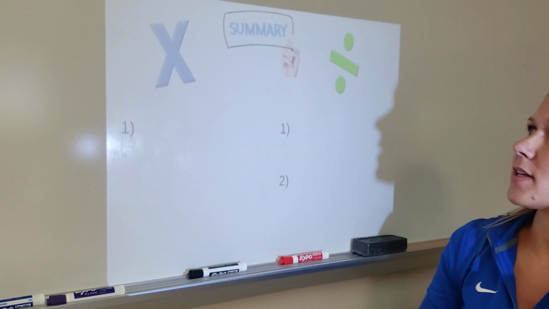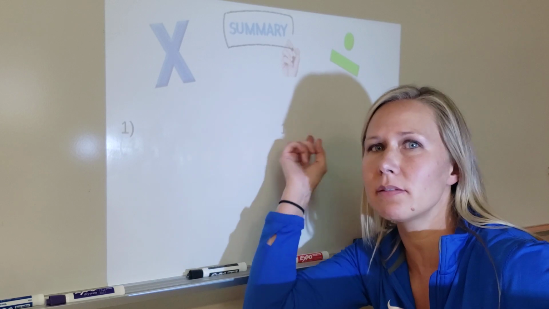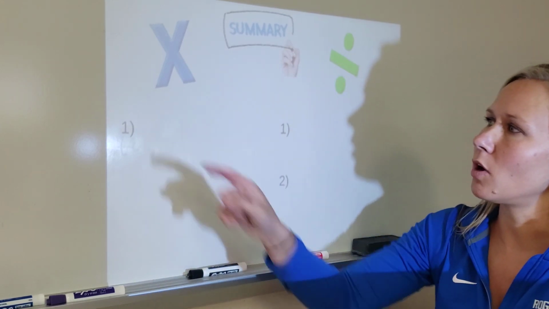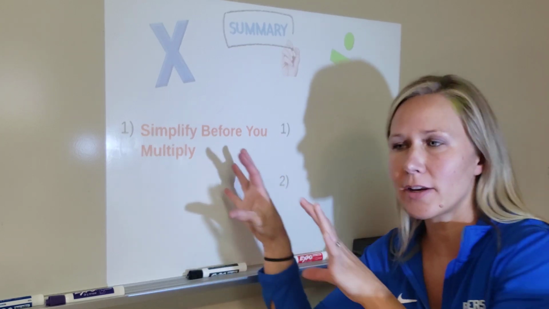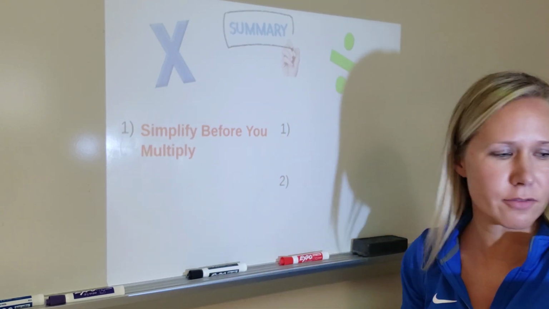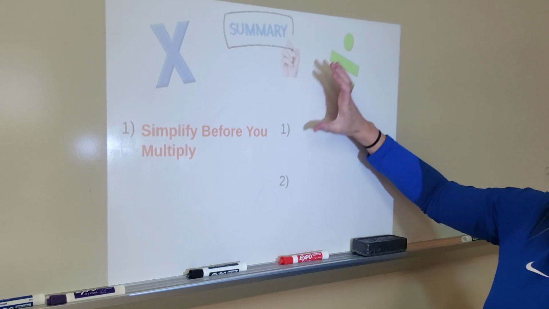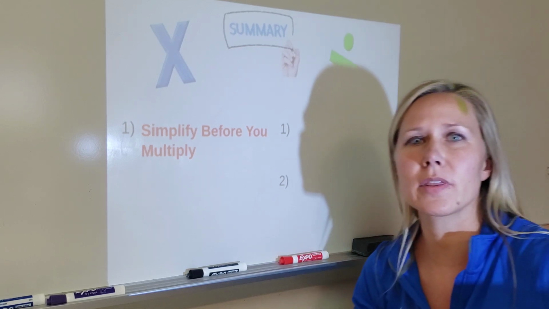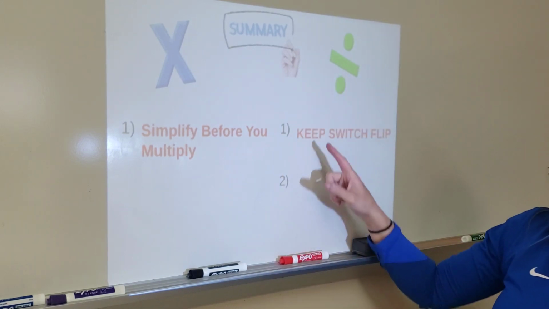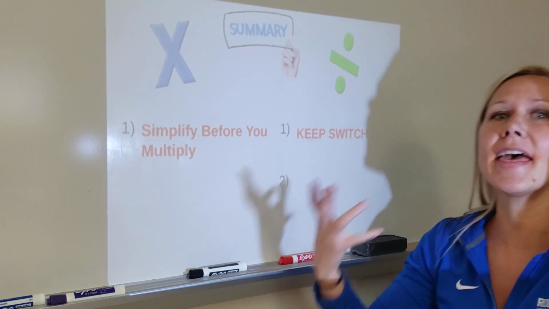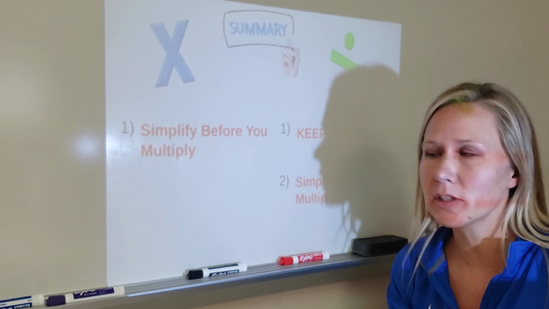Okay, so let's summarize. When you multiply, remember, multiply and divide, no common denominator. So when I multiply, I want to remember to simplify before I multiply. I don't just multiply straight across. I have to simplify first. Then when it comes to division, remember with division, you're changing it into a multiplication problem. So to do that, you're going to want to keep, switch, flip, and then you simplify before you multiply.